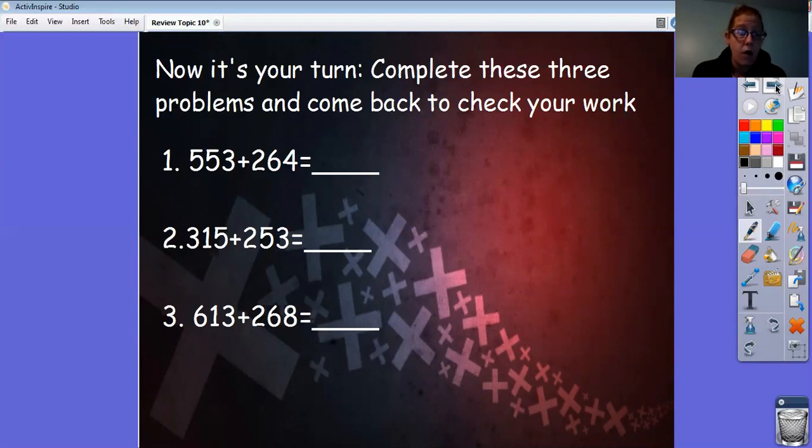So go ahead now, pause the video, take out your paper, pencil, whiteboard, marker, and eraser, and go ahead and work through these problems. And then when you're done, come back and we'll go over and check through and we'll wrap up our lesson. So go ahead and do that now.